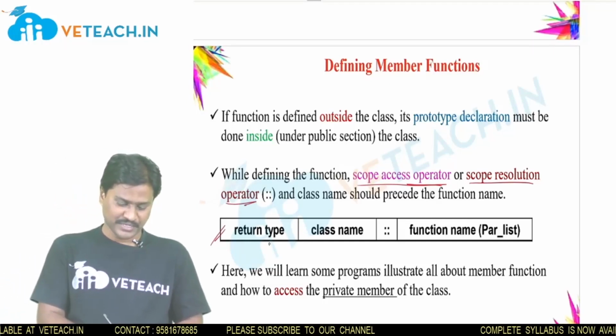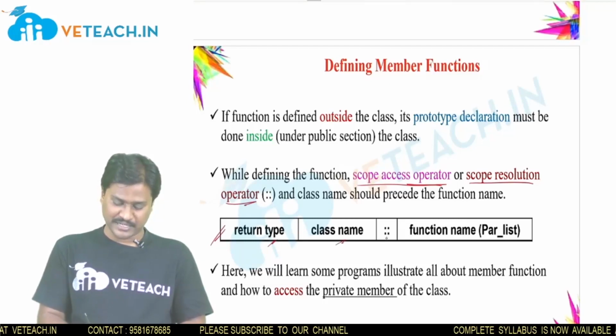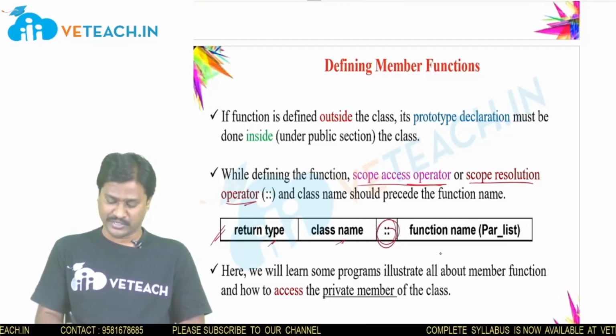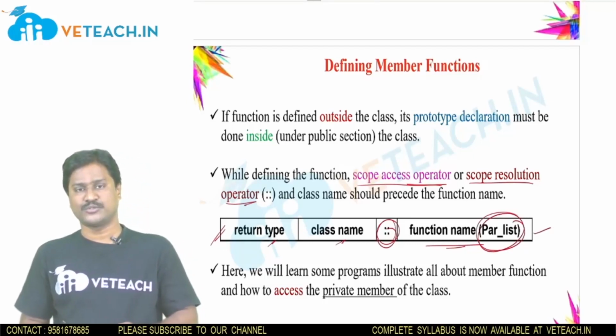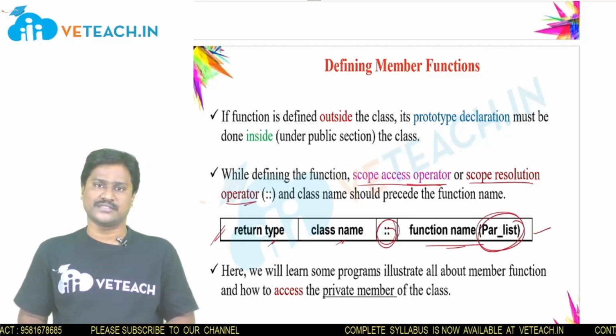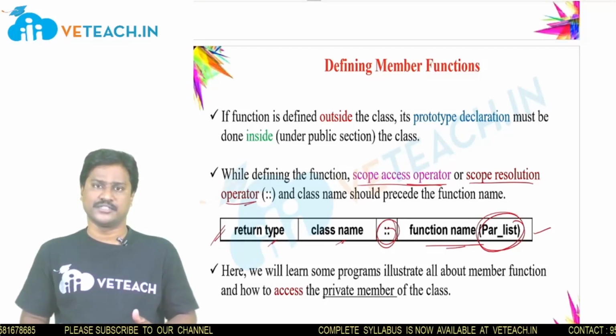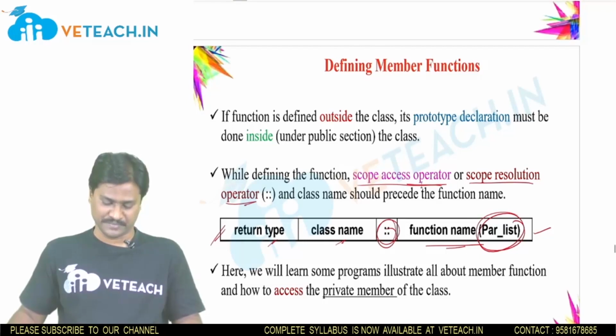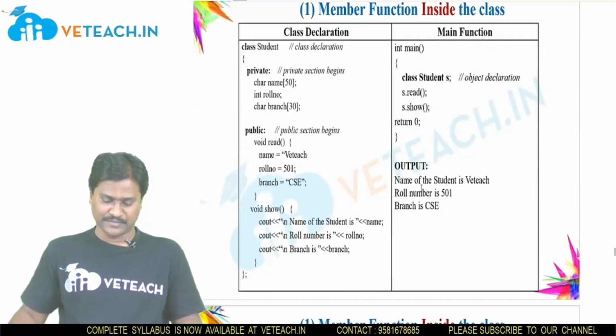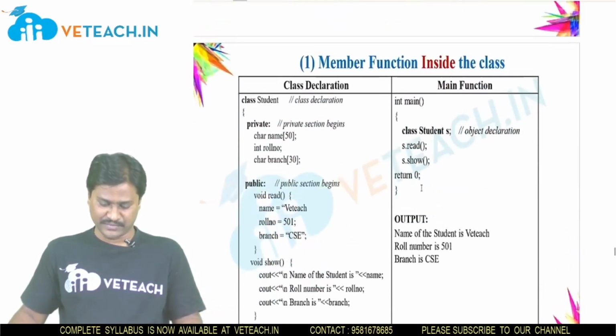So here the return type should be there, and class name followed by scope access operator followed by function name and parameter list. This prototype should be inside of the class, and the member function definition you are going to define outside of the class. This is a mandatory condition. And we will see the example of defining a member function inside of the class.